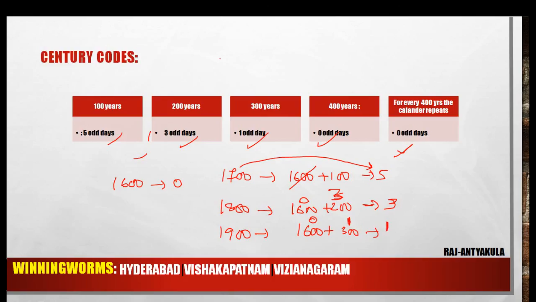And for example, if you want to find the number of odd days for 2200, it is simple: 2000 plus 200. First I am taking the highest multiple of 400. Why? Because for every 400 years, the number of odd days is 0. For 2000 it is 0. For 200 it is 3. So the number of odd days is 3.